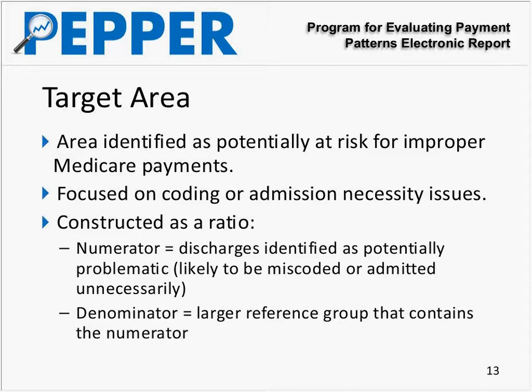So those of you who are familiar with PEPR recognize that we calculate the statistic for each of these areas using a numerator and a denominator. In the numerator, the discharges, we're identifying the discharges that are potentially problematic, those that may be miscoded or admitted unnecessarily. And then in the denominator, that's the larger reference group that also includes the numerator. We have 2 different types of target areas in the PEPR. Those that are focused on coding-related issues, so that would be the potential for overcoding or the potential for undercoding, as well as those that are more related to admission necessity.